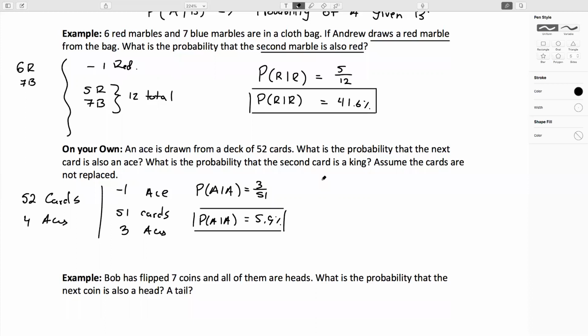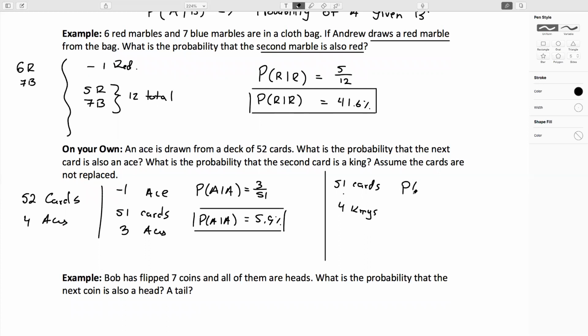However, the other question that's being asked is, what is the probability that the second card was a king? So going back to this example, we removed 1 ace, 51 cards, but we still have 4 kings. And you might be thinking, okay, so drawing the ace does not affect the kings. Well, it does because we still have 4 of them. However, we're now down to 51 cards in the deck. So we're more likely to get a king than we would have been beforehand.